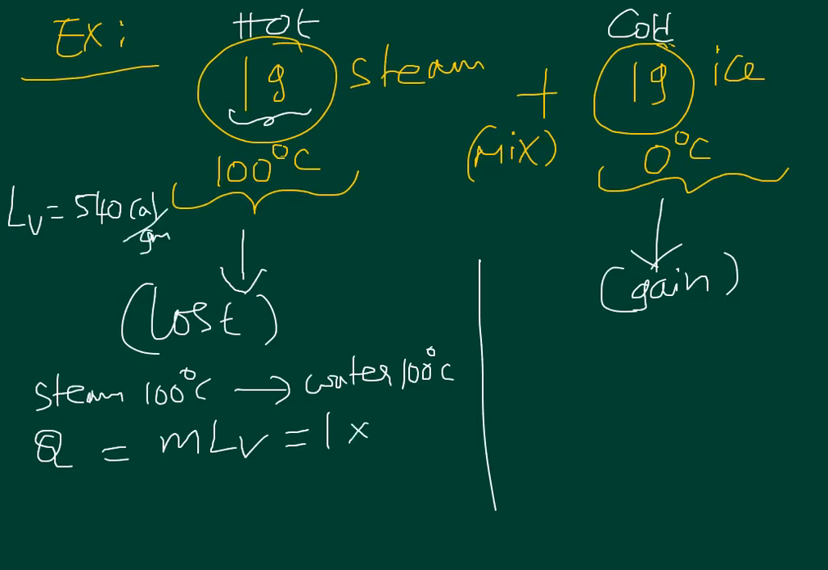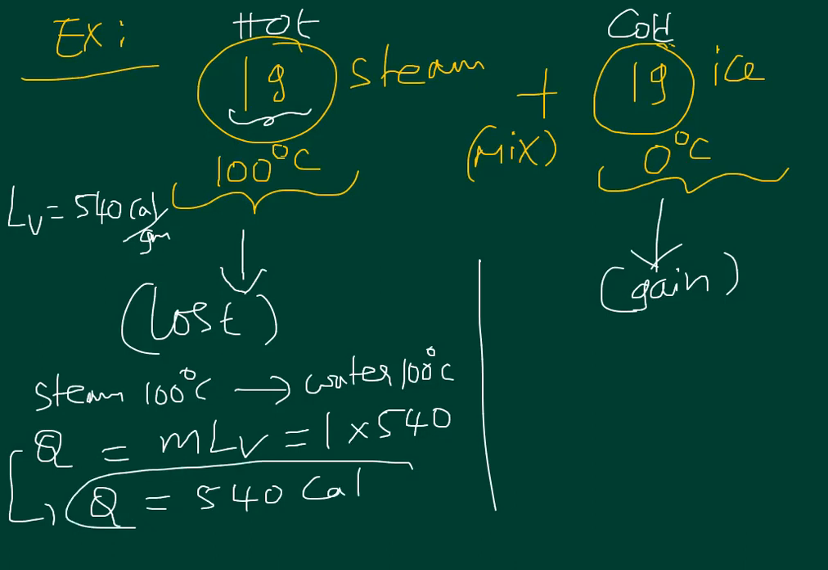So this is 1 into 540. The mass is how much? 1 gram into 540 calories per gram. Gram cancels, and I can write Q is equal to 540 calories.